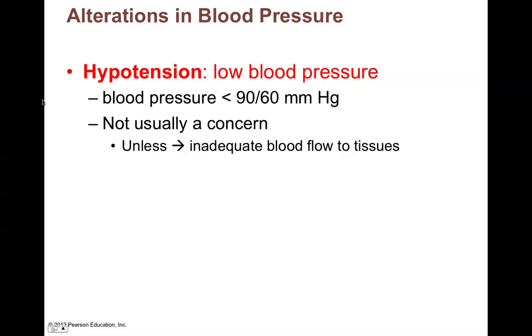Low blood pressure is called hypotension. This is when blood pressure is less than 90/60 millimeters of mercury. It's not usually a concern unless there's not an adequate blood flow to the tissues. People who have low blood pressure are much more likely to have what we call postural hypotension. And that's when you get up quickly from the lying position especially, and there's not adequate blood flow to the brain, and that can cause a person to pass out.